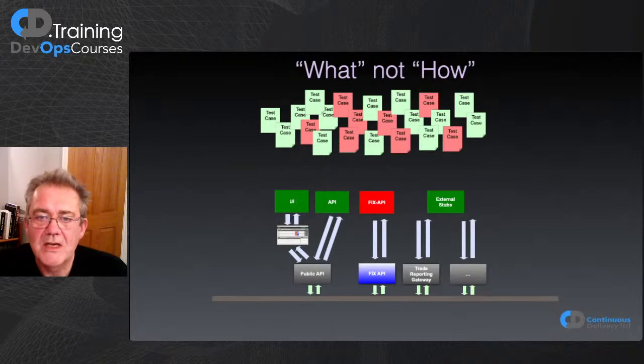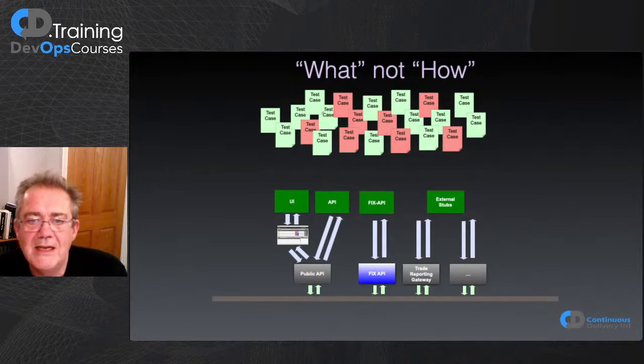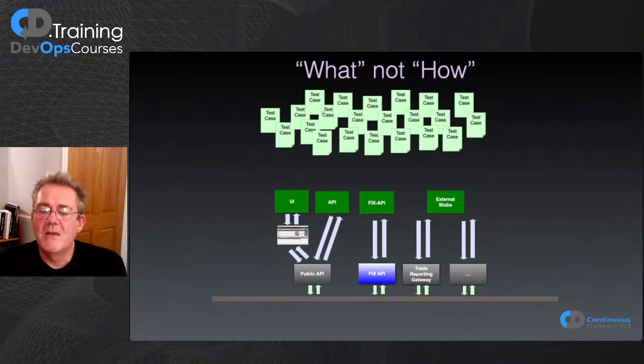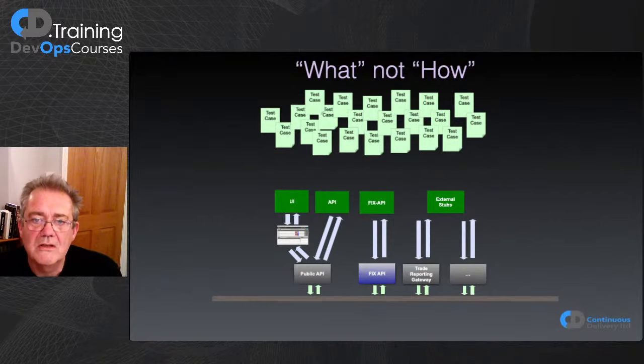So we can go to, in this case, the fix API, change the plumbing in the fix API, and that fixes all of the test cases. This is important, and this is a step forward. What I'm talking about here is really the creation of some kind of language that allows us to express the ideas in the test case without talking about how the system works.